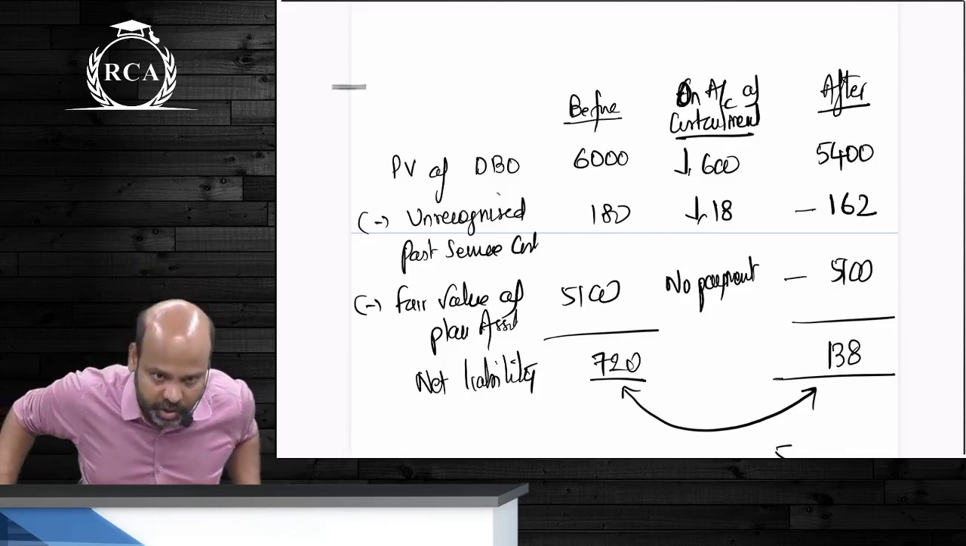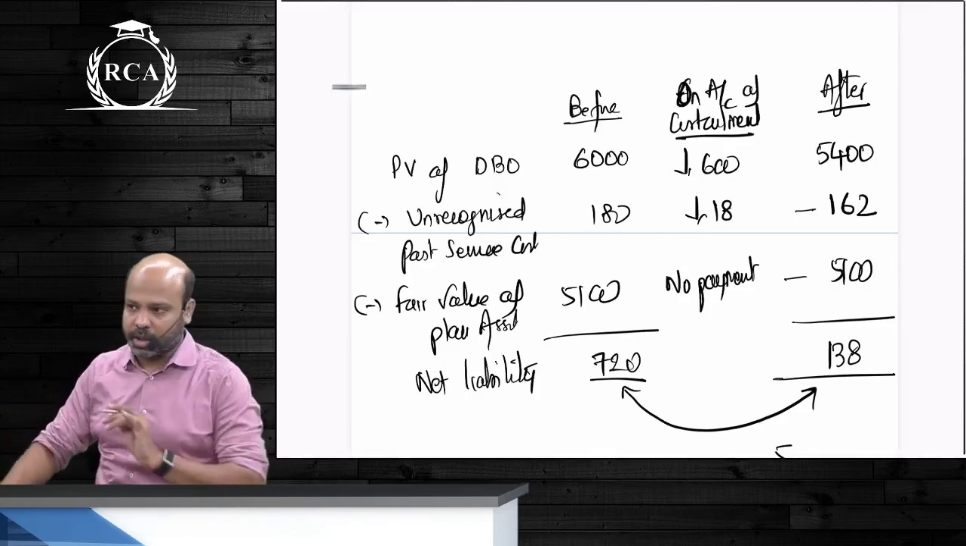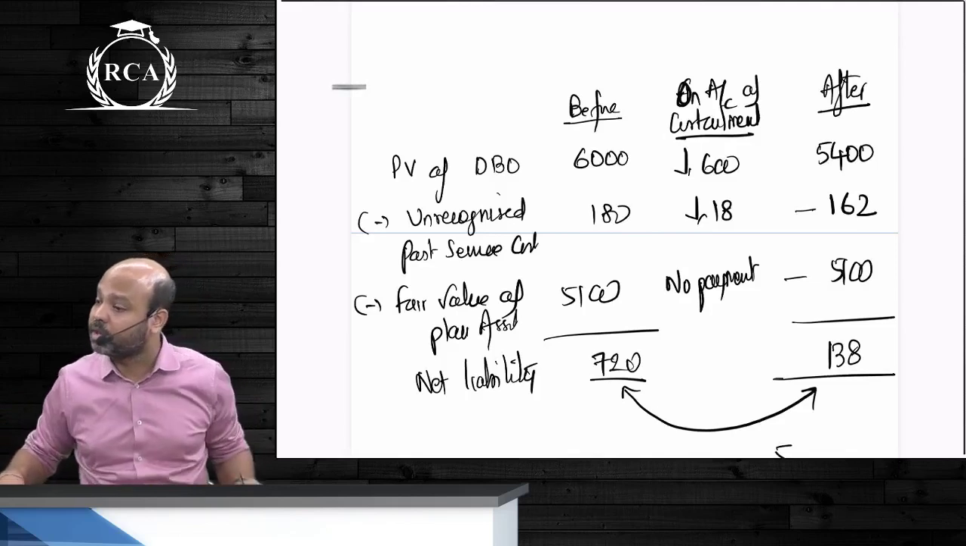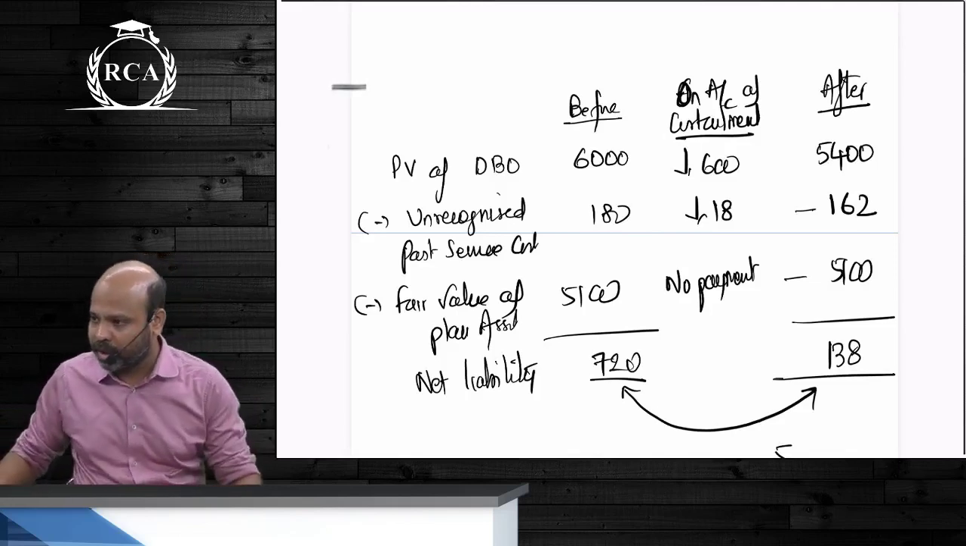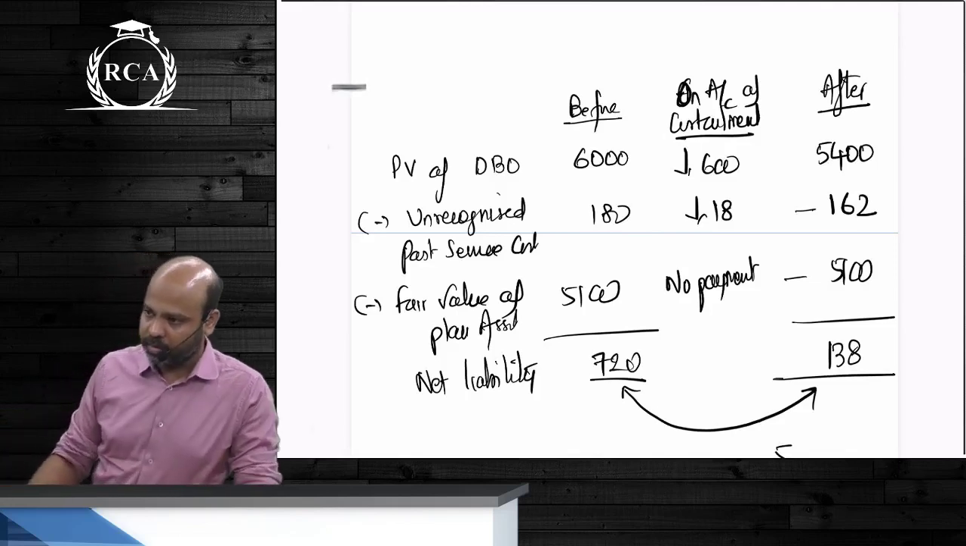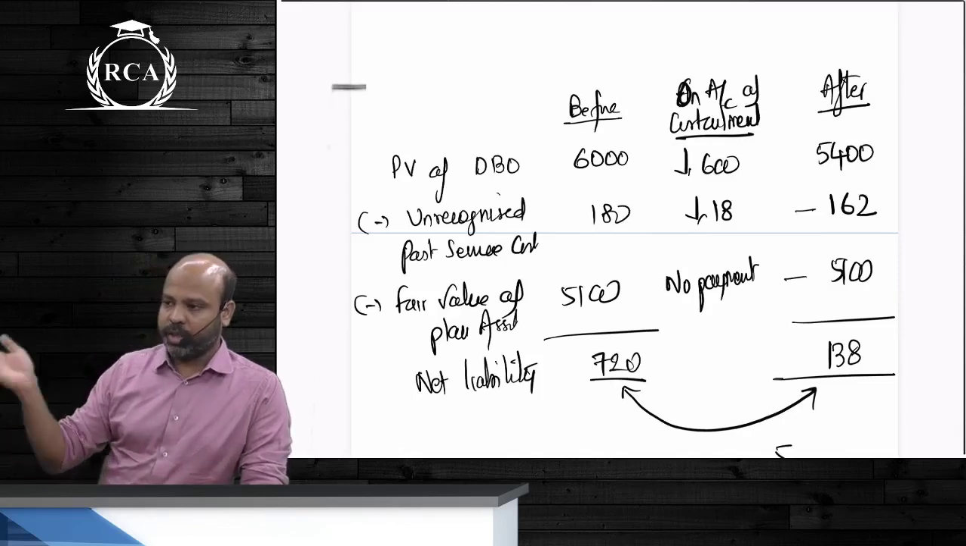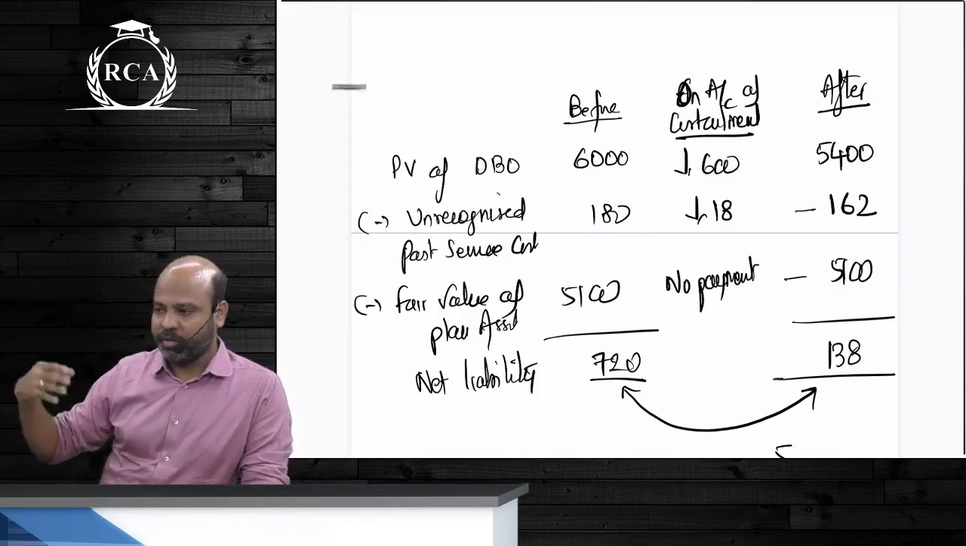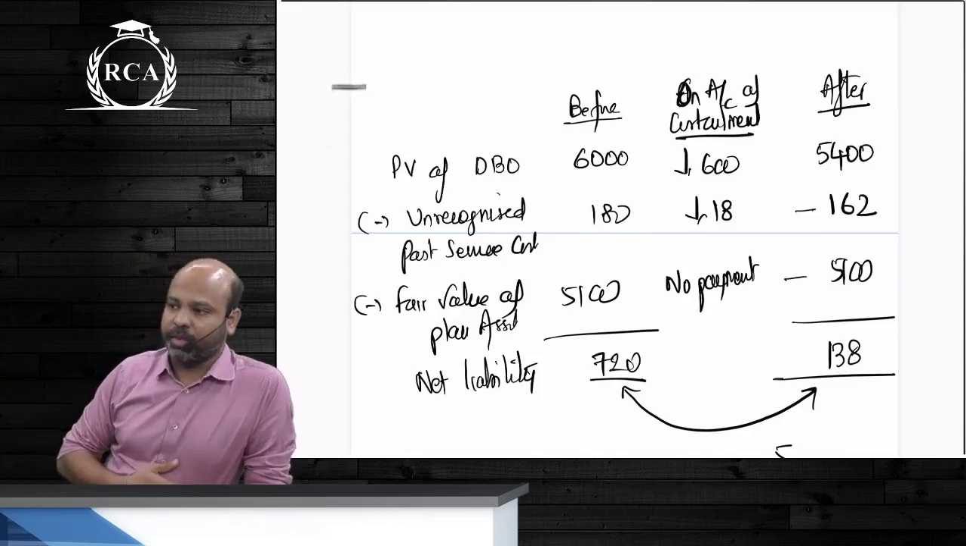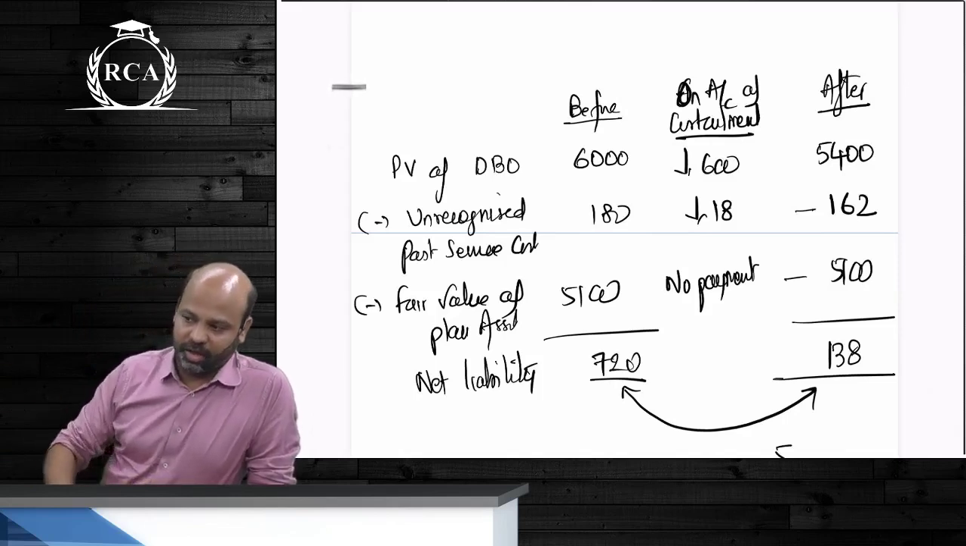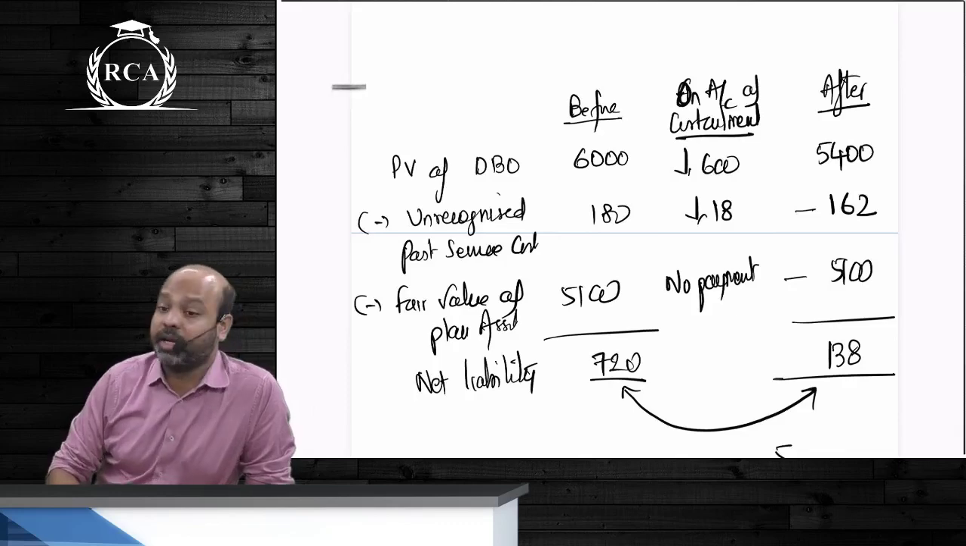If there's any reduction in the net amount of liability on account of curtailment or settlement, it has to be transferred to the P&L account immediately as a gain. Are we clear about this? All that they will do is give you the amount of liability before and the amount of liability after. You just compare both the amounts and see what is the net reduction in the amount of liability. Is that clear, guys?